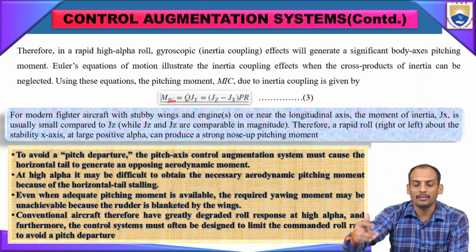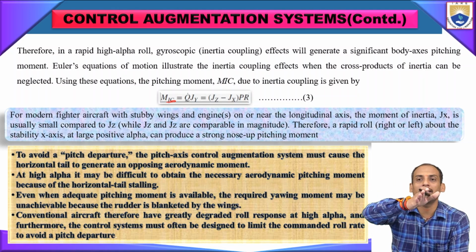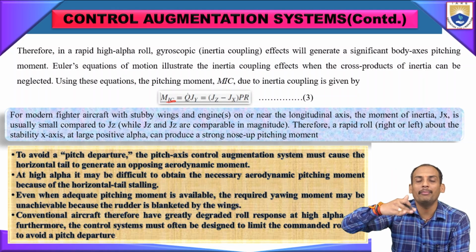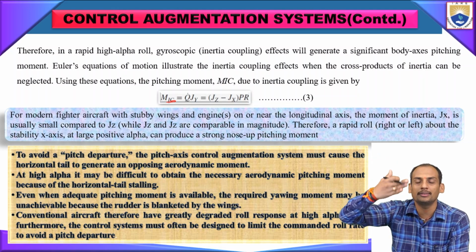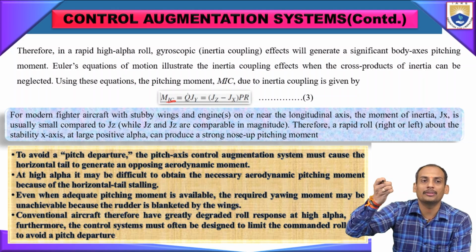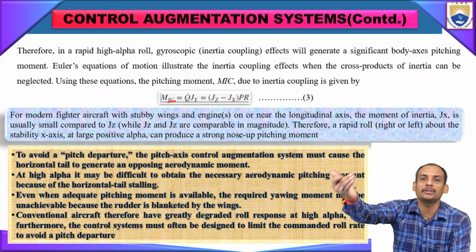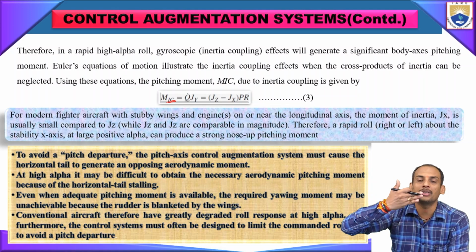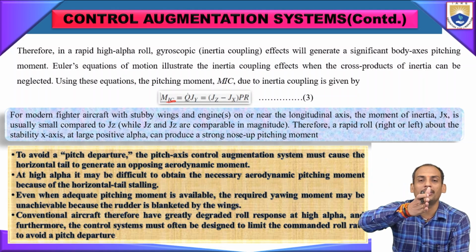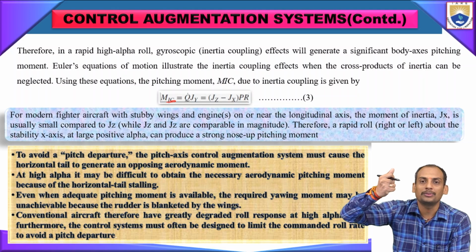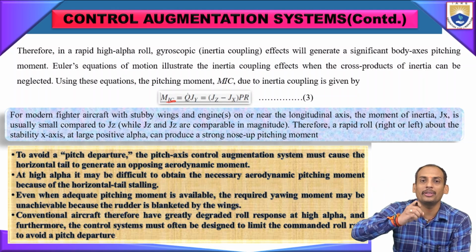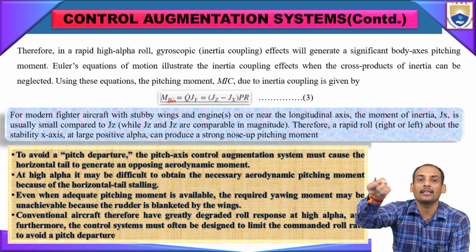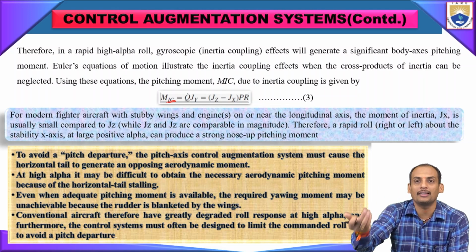When we attain higher alpha, the vertical tail system should withstand the higher loads it attains due to aerodynamic pressures. So when we give a command for a roll rate, it should be in such a way that it avoids the higher pitching departure values.